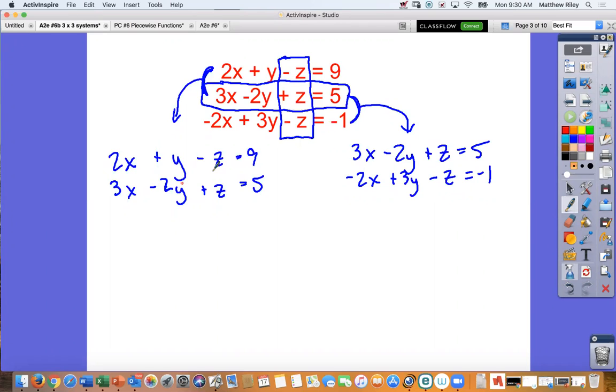We're trying to cancel out the Z's. Do I already have a set of opposites with the Z's? Yes, they are opposite coefficients, -1 and +1. So what do I do? I add them. Those will be eliminated. There you go. Same thing over here. Make sure you cancel out your Z's or eliminate the Z's. They are already opposite coefficients, so I just add.